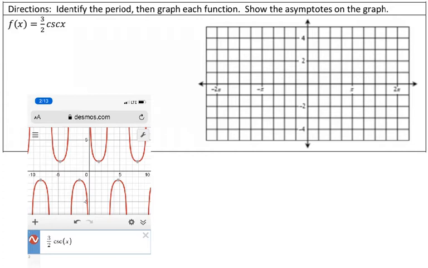Here's a little sketch of the graph, and now we're going to identify the period. Because we're using cosecant, it's going to be 2 pi divided by b. Remember, the b is the number in front of the x, which is an understood 1. So it's just 2 pi. That's all you have to do for these. Pretty easy.